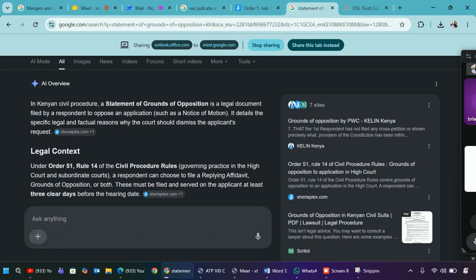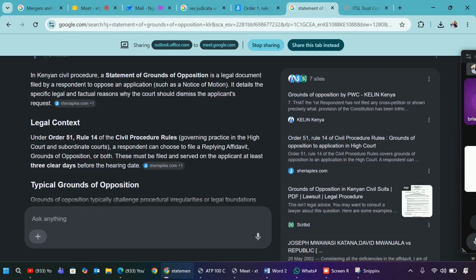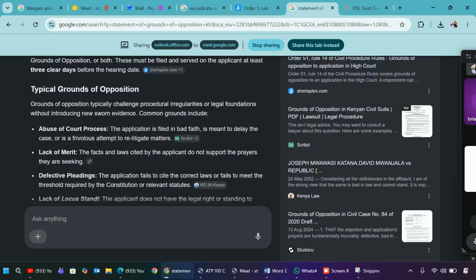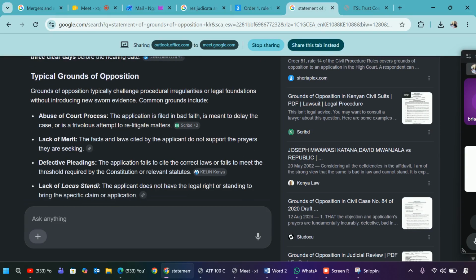In Kenya, a statement of grounds of opposition is a legal document filed by a respondent to oppose an application, such as a notice of motion. It details the specific legal and factual reasons why the court should dismiss the applicant's request. This is under Order 51, Rule 14 of the Civil Procedure Rules. Okay. A respondent can choose to file a replying affidavit, grounds of opposition, or both. This must be filed and served on the applicant at least 3 clear days. So typical grounds of opposition include the following.